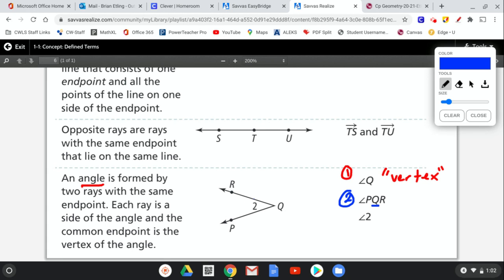Well, we don't want to start at the vertex. What we want to do is trace this angle without picking up our finger. So what I want you to do right now is do it with me: put your finger on point P. We're just tracing the angle. If I start at P and I'm tracing the line of the angle, I'm going to go to Q, and then I'm going to go to R. So this is angle PQR. I'm just tracing the angle.